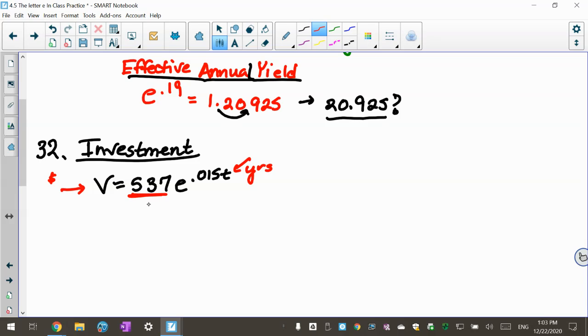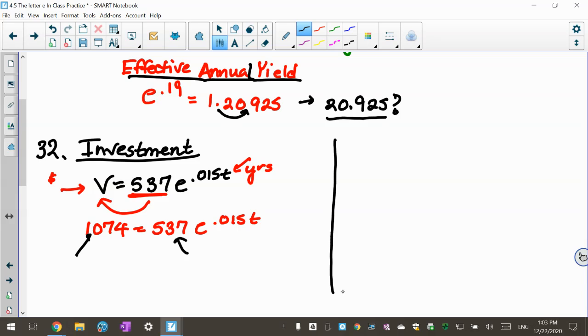If this is what I start with, and I double it and put it here, that's 1074 equals 537 e to the 0.015 t. If I want to know when it doubles, this is the formula I'm looking at. So in your graphing calculator, graph the left, graph the right, and see where they cross to find out how long it takes to double.